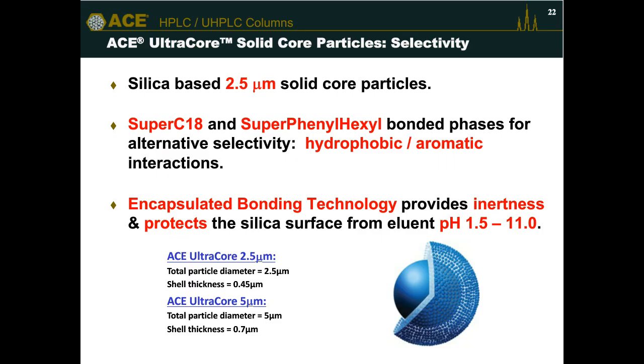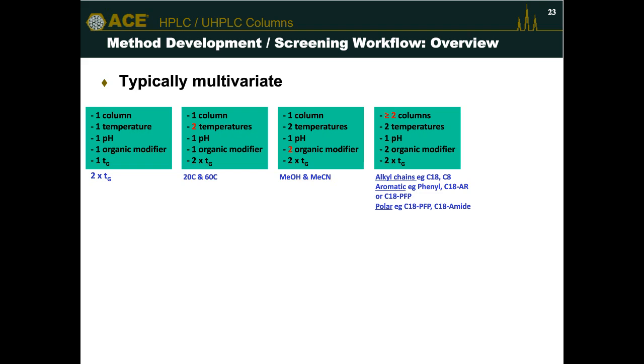The same goes for the super phenyl hexyl. So instead of having just a straight alkyl chain, now we've got some aromatic interactions, potential for pi-pi interactions, hydrogen bonding, dipole-dipole potentially. So you've got some more polar interactions with that phenyl hexyl type phase. And when you're doing your method development, the easiest place to start is with that one column, the one column you have in the drawer, normally a C18.